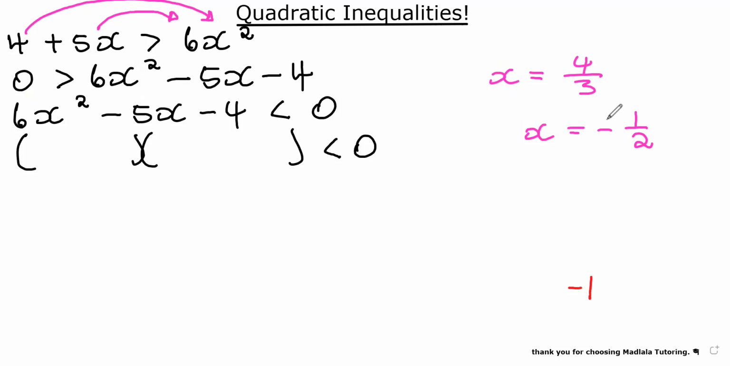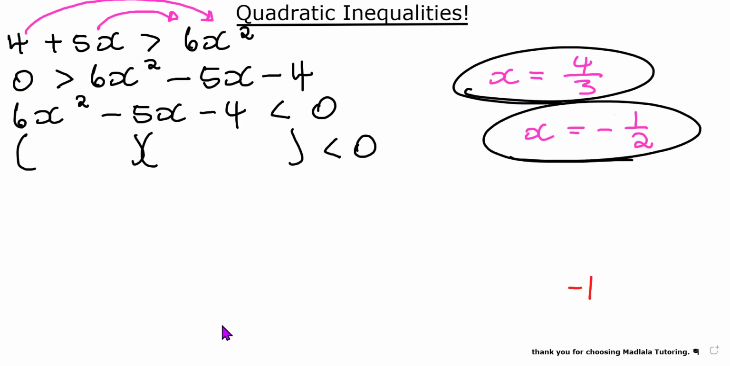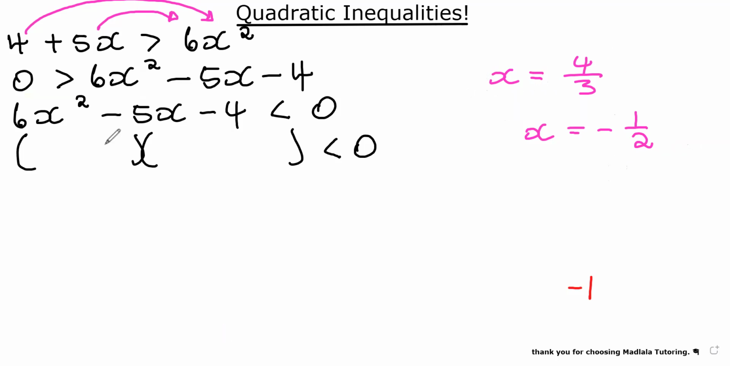Yes, x is supposed to be 4 over 3, and it's also supposed to be negative half, right? These are the values of x that you get when you plug everything into your calculator, right? But now you're going to take these values and you reverse them so that they give you the factors. Now the question is, how do you reverse them?